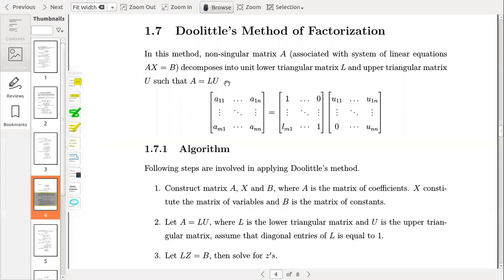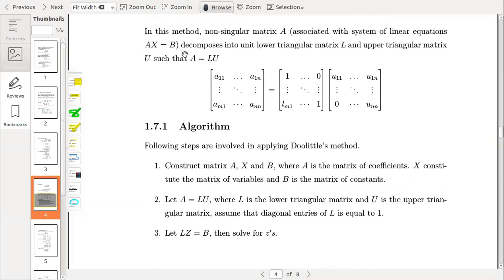So next is the Doolittle's method. It's not so different than the Crout's method. The only difference is that in this method, the non-singular matrix A associated with the system of linear equations Ax equal to B decomposes into a unit lower triangular matrix L and an upper triangular matrix U such that A is equal to LU.